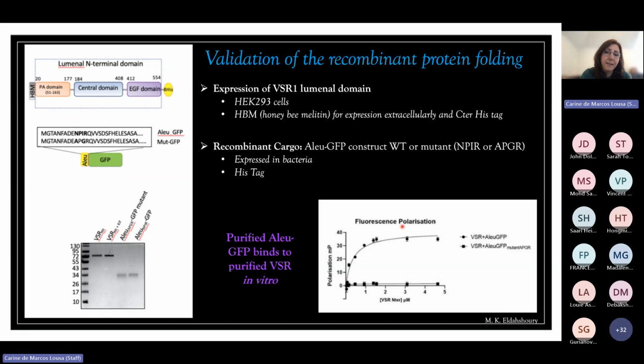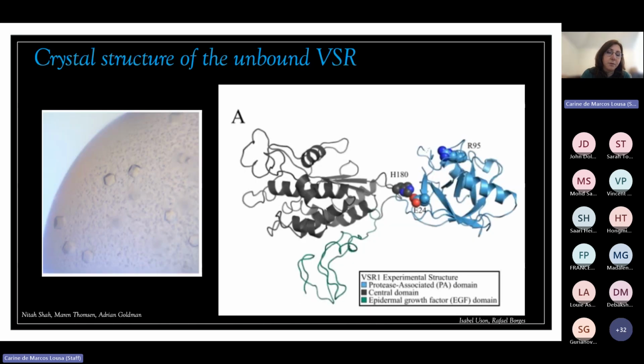We used fluorescence anisotropy to look at the binding of VSR expressed in HEK cells and the recombinant cargo. You can see here that the recombinant cargo allorane-GFP is able to bind to VSR in solution when it contains the NPIR, but as soon as you mutate the NPIR into APGR, you don't have any binding. So that means that our system is okay, and we were ready to do some crystal structures.